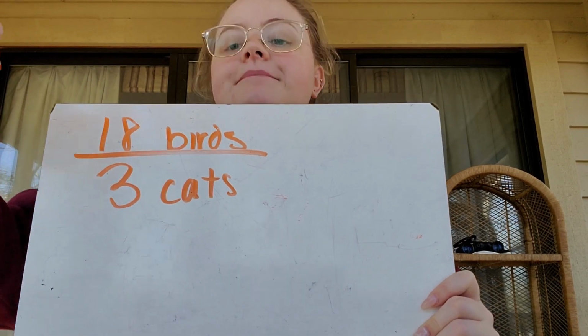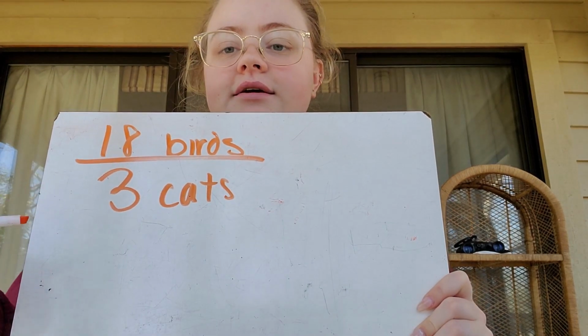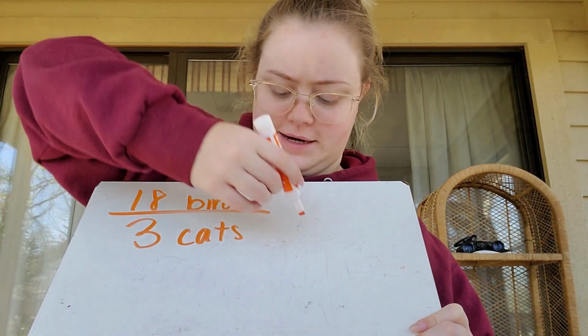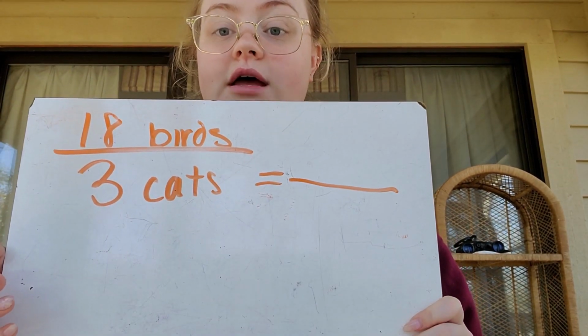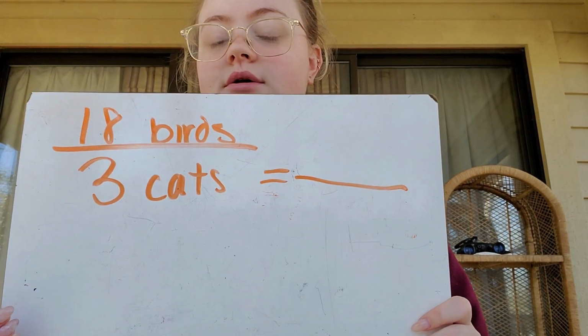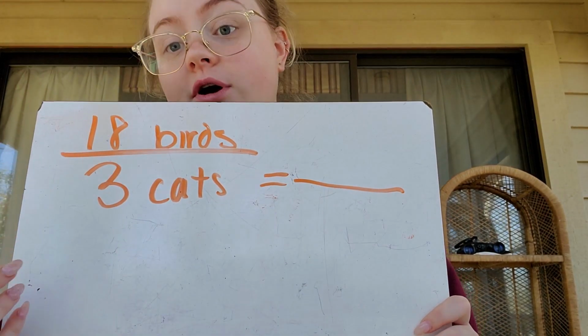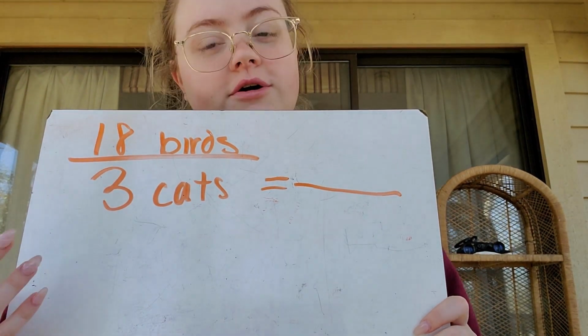That's enough time. Okay. 18 birds for every 3 cats. What I need to do is first set up my ratio. Preferably, it's on the same line as this, but I'm writing it upside down. Margin of error. It happens.